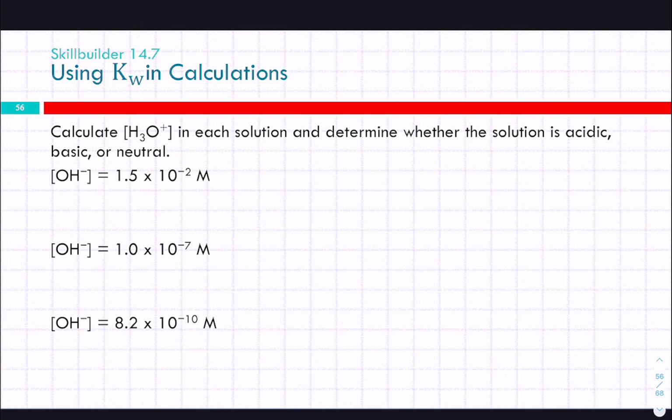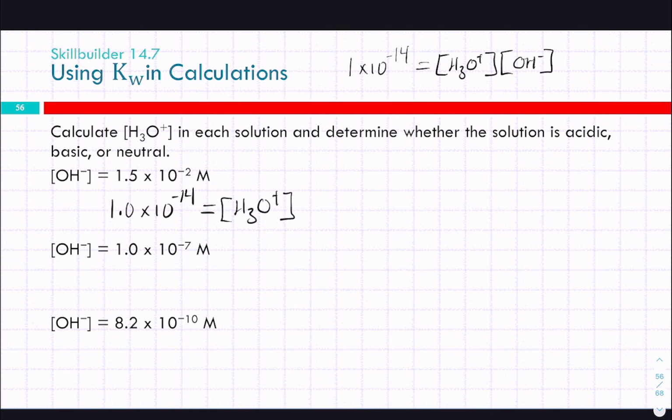So if we wanted to calculate one of these from the other, we use the fact that 1 times 10 to the minus 14 equals the concentration of H3O plus times the concentration of OH minus. So that's an equation that we can use to convert between the two. Here we take 1 times 10 to the minus 14 equals, we want to find H3O plus, so we multiply H3O plus by 1.5 times 10 to the minus 2, because that's our OH minus concentration.